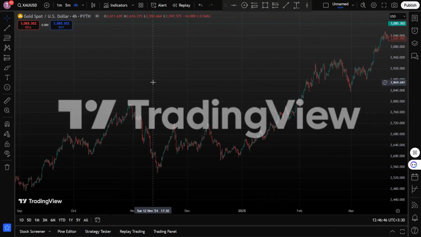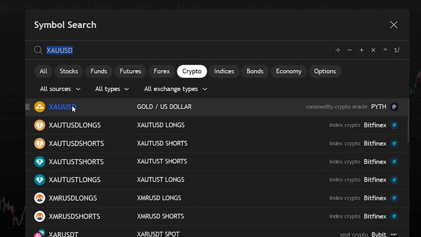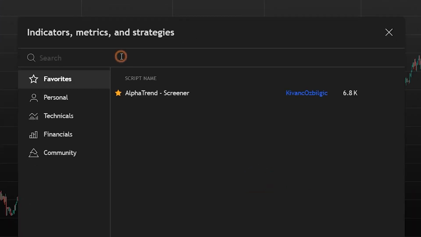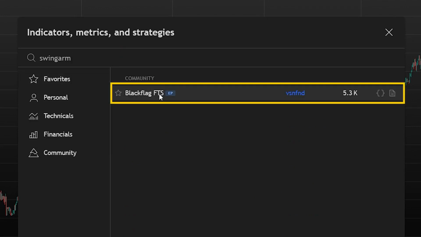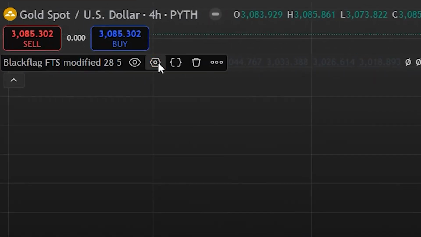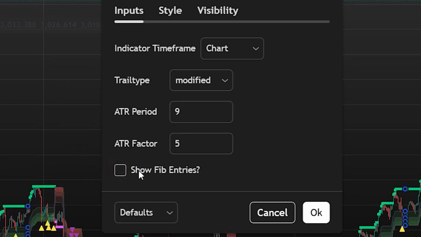Let's dive in. Now open TradingView and load the gold XAU USD chart. Then click on Indicators, search for Swing Arm ATR Trend Indicator and add it to your chart. Now it's time to open the settings and adjust the following parameters. ATR period set it to 9, ATR factor adjusted to 5, FBI entries, turn it off for a cleaner chart.